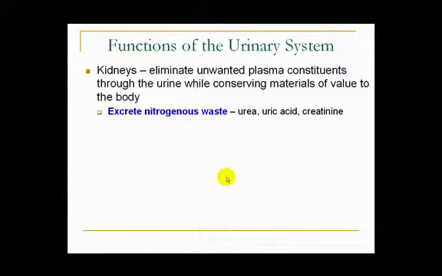So let's look at some of the many functions of the kidneys. One is to excrete nitrogenous waste. Nitrogenous refers to anything that's nitrogen containing. A lot of these waste products come from metabolism, such as urea, uric acid, and creatinine. Another one is ammonia. These products can be toxic to the cells, even though they're a product of metabolism, so they need to be excreted.